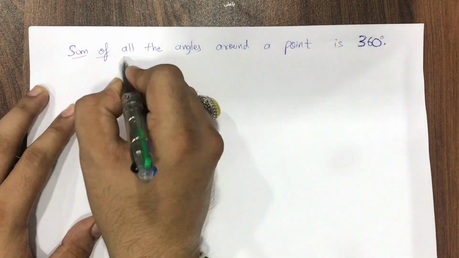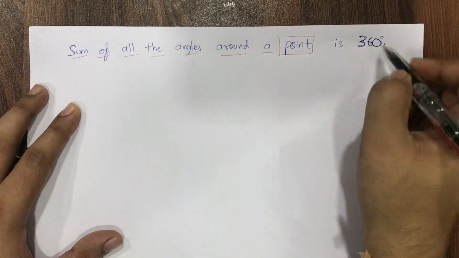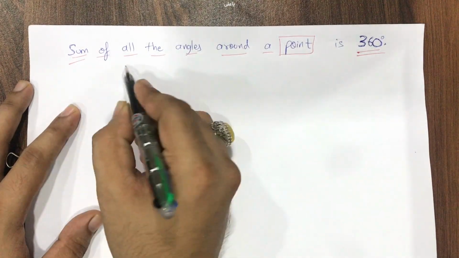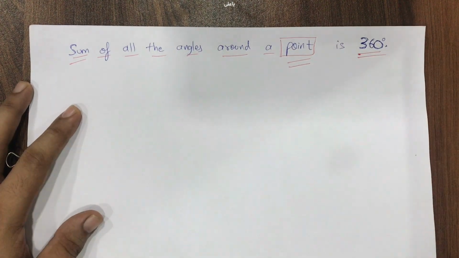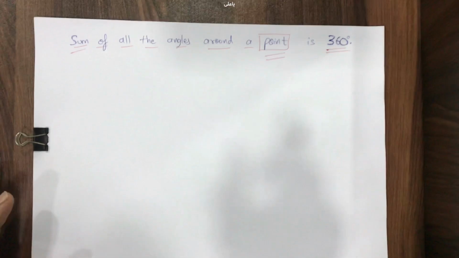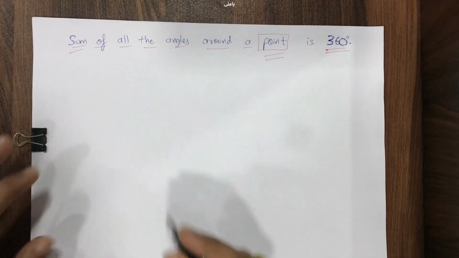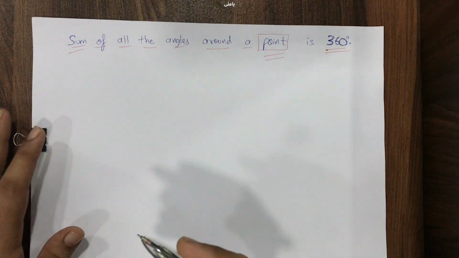Sum of all the angles around a point is 360 degree. Sum means addition. Addition of all the angles around a point is 360 degree. Let me explain this to you all with the help of a diagram, the concept which I wrote here.